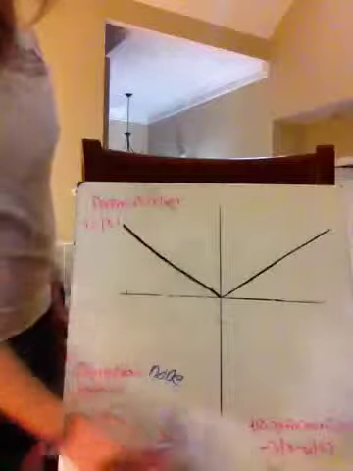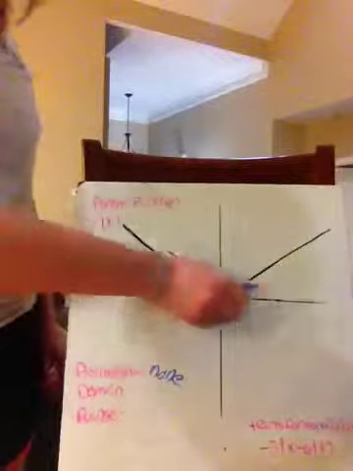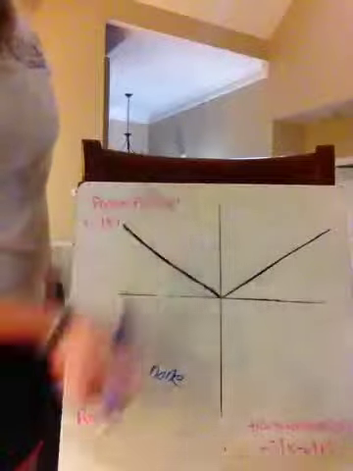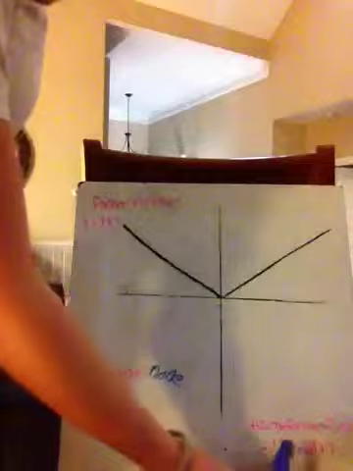Now our -3 indicates whether it flips. What I mean by flips is when it flips over the x-axis, like so. So it'd be facing up. Okay? Our x is always there, so it doesn't matter.